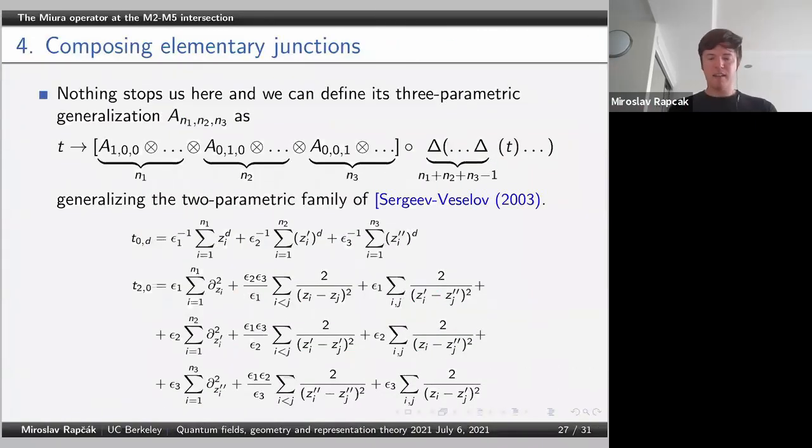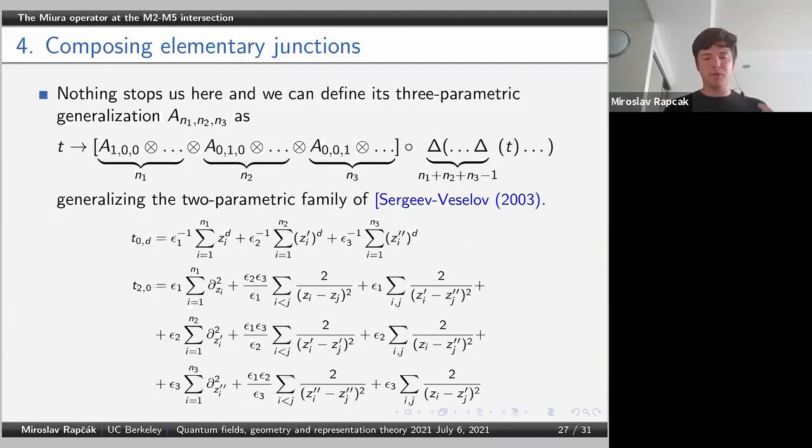And again, nothing stops us here, and we can use the coproduct to assemble a free parametric family of these spherical Cherednik algebras by again applying the coproduct n1 plus n2 plus n3 minus 1 times and composing with n1 copies of the M2 brane representation of the first type, n2 copies of the M2 brane representation of the second type, and n3 copies of the M2 brane representation of the third type.